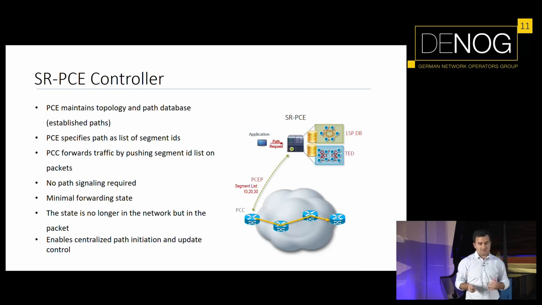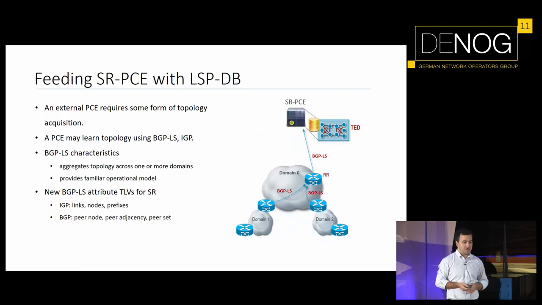And the SR-PCE keeps the LSP database and the traffic engineering database. The link-state database means the IS-IS or OSPF databases. Now, how does the SR-PCE know all the IS-IS or OSPF database? It knows it basically with BGP-LS, right? So one of the routers in your domain has to speak BGP link state protocol with the controller so that the controller is fed with all the information of the IS-IS or OSPF database, which means it has the visibility of all the different domains.